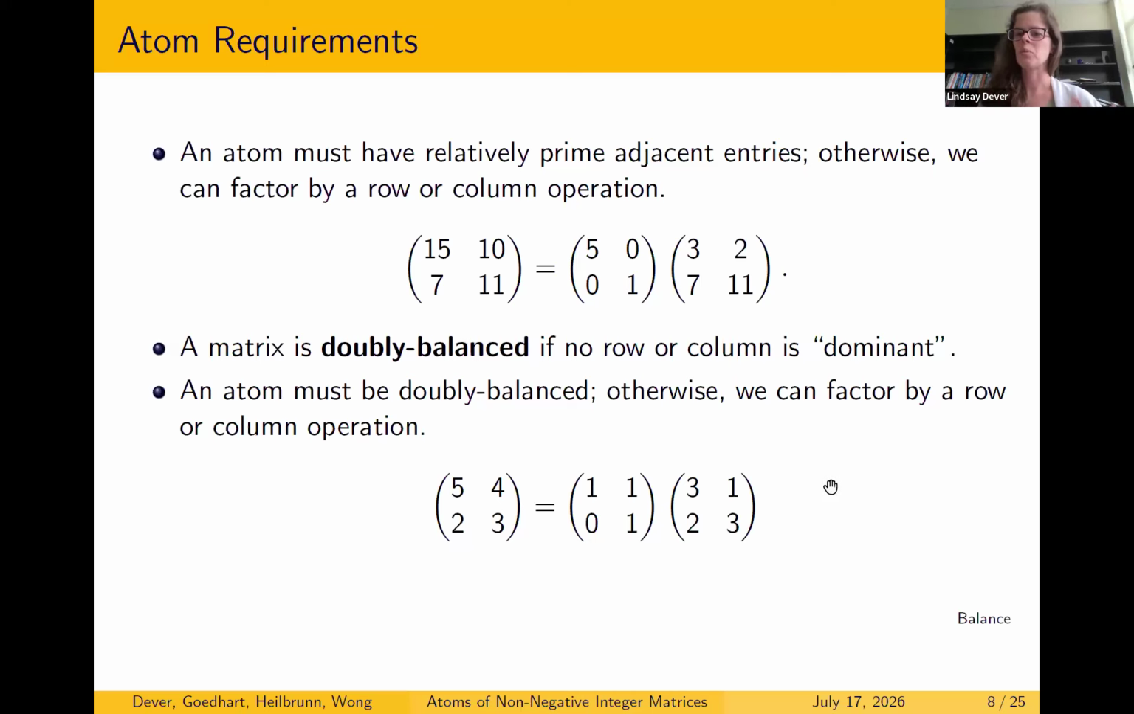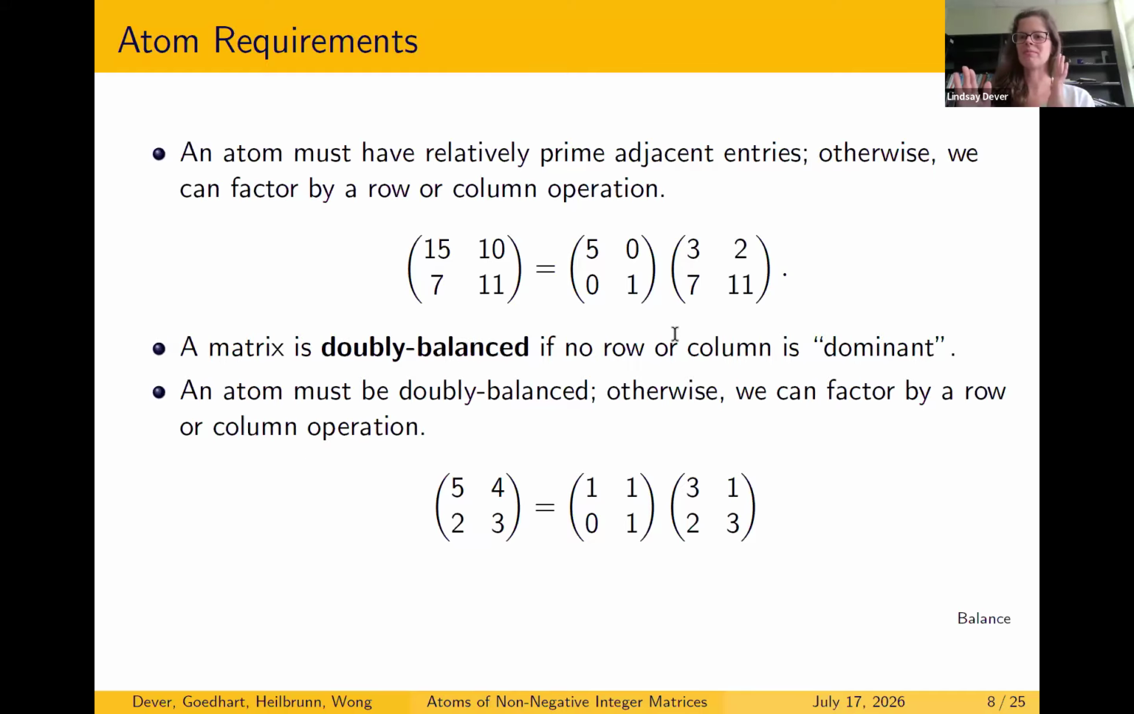Okay, so what are the minimum requirements to be an atom? So first of all, your atom has to have relatively prime entries in each row and each column, because otherwise you can just factor out that number. So for example, here in the first row, we have a factor of 5, so we could just factor out that row operation matrix, and we can factor that out. So that is not an atom. We also say that a matrix is doubly balanced if we don't have a row where each entry is greater than or equal to the row below it.